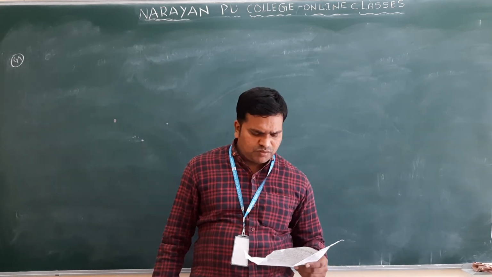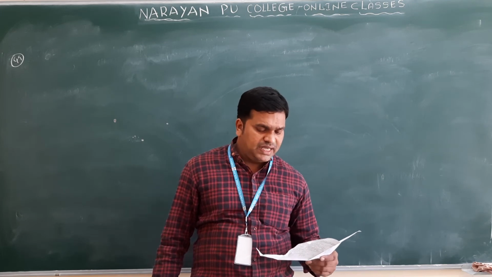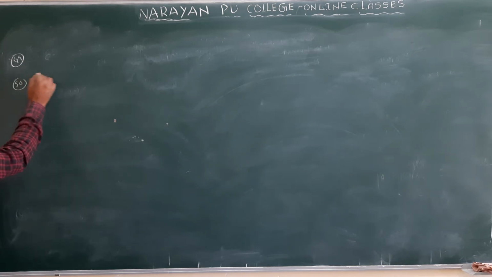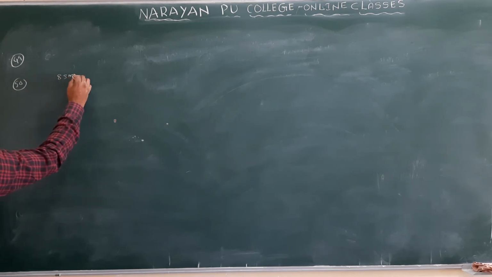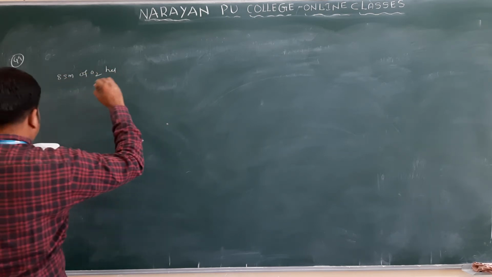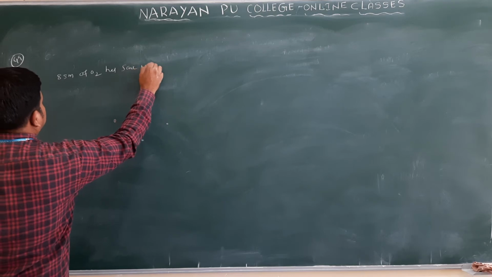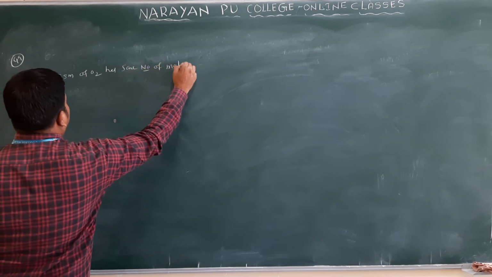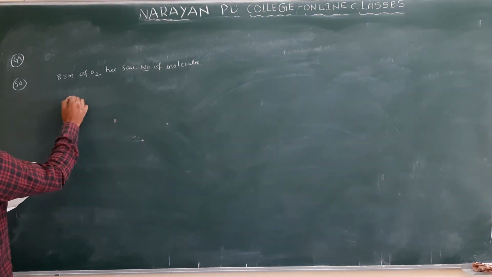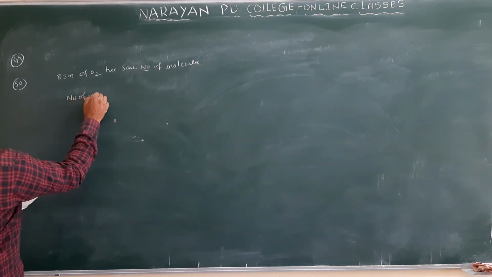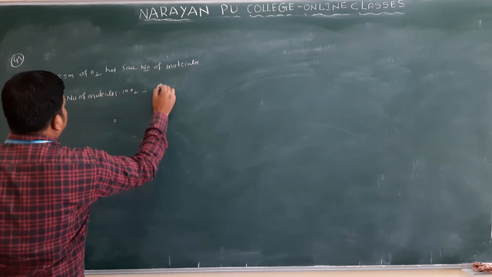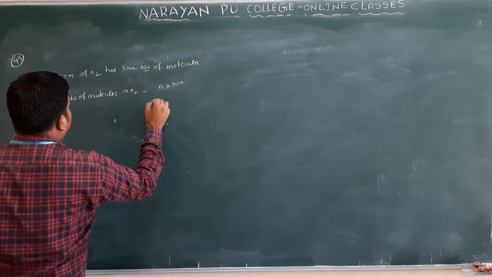Come to the next question, question number 50. 8 grams of O2 has the same number of molecules as which of the following? First you can find out the number of molecules in O2 only. The number of molecules in O2, you can write here as n into Na only.